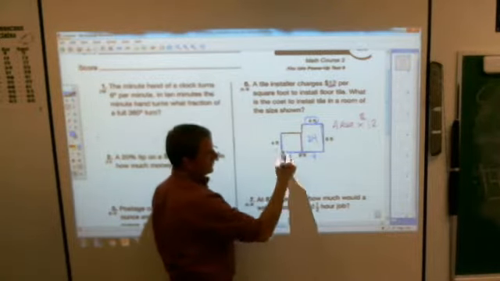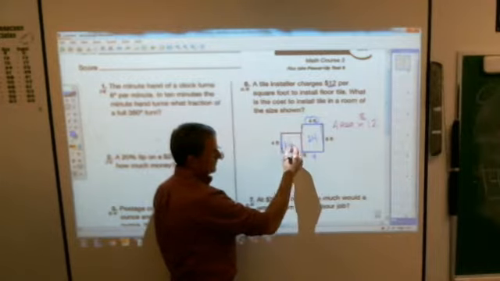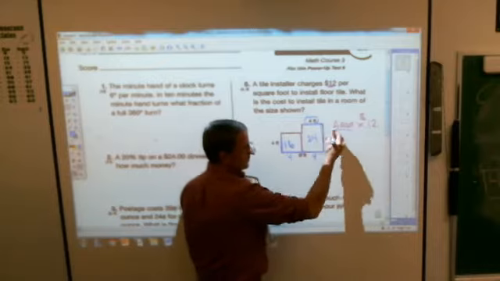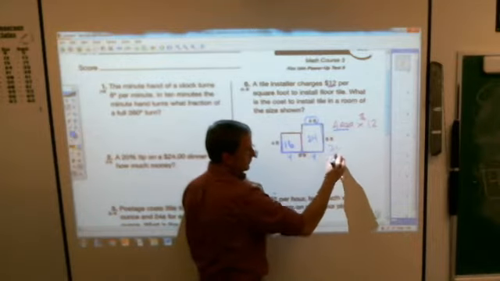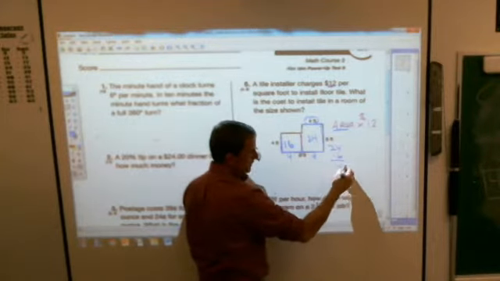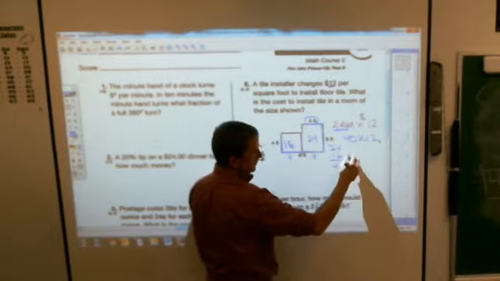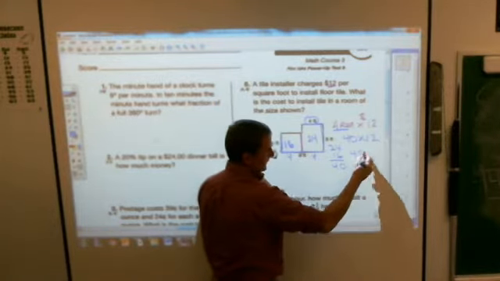So the area of this one is 16, side times side or length times width. So the total area that you can use for this is 24 plus that 16, which is 40. And you have to take that 40 times 12, which is going to be your $480.